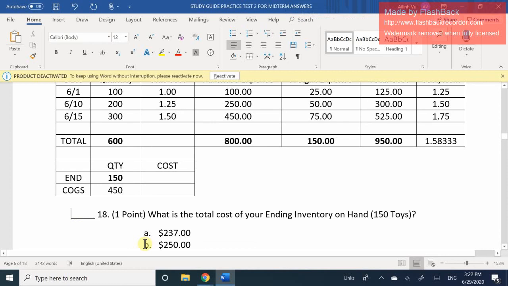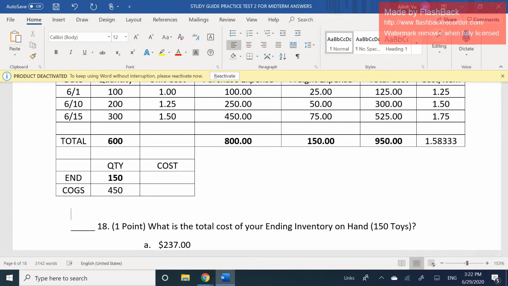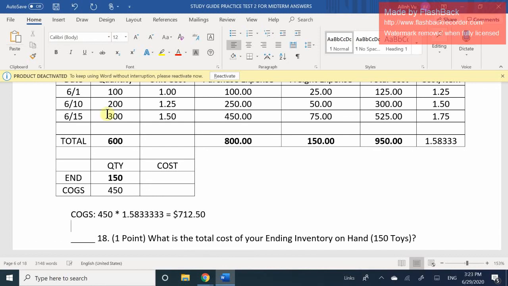Then we multiply that by the cost per item. Yes, so cost per item is going to be 450 times the 1.583333, which gives you what? $712. Anything after the decimal. 712.50. Perfect. Exactly. Okay?